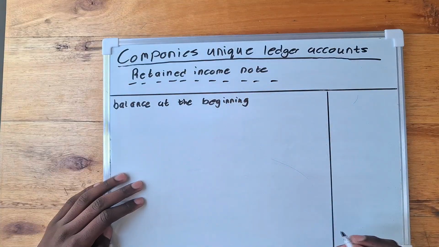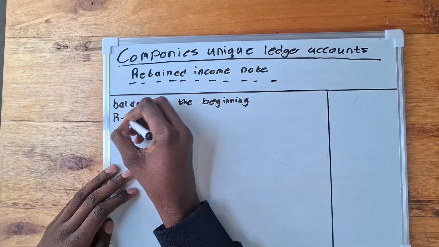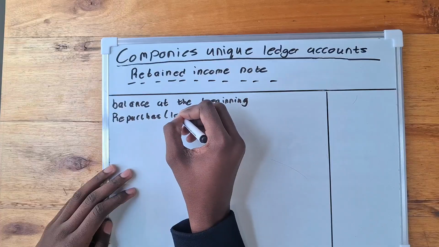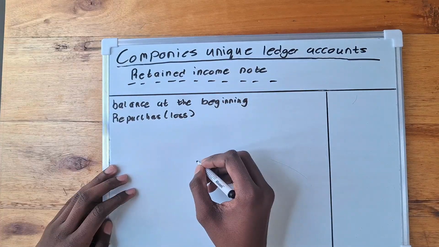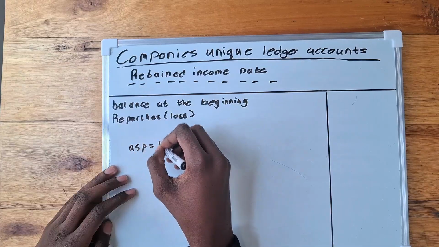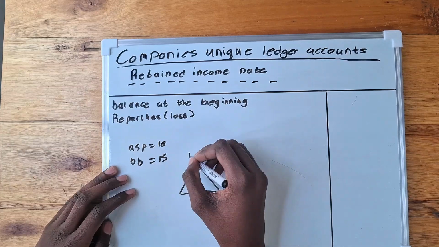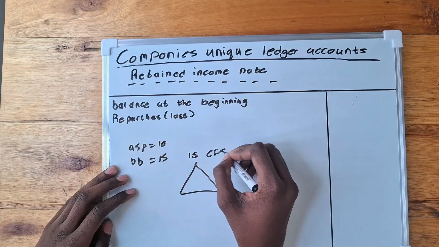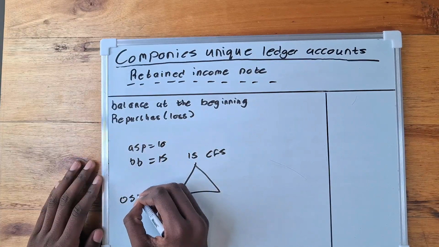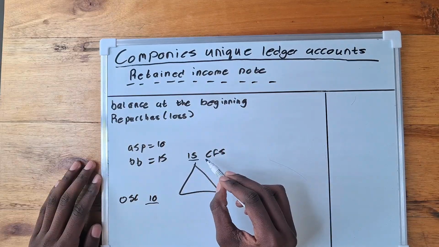After you are given that, what is the next thing that you need to look at? You need to look at your repurchases, right? And then this is the loss that we are going to incur. Remember how we had that triangle? We know that the average share price was 10 rands, but the buyback price was 15 rands. Then we know that the 15 rands goes to our cash flow statement, and the 10 rands goes to our ordinary share capital. So now we have this amount and we need to get to this amount to buy it back.